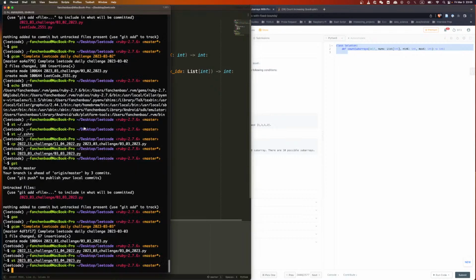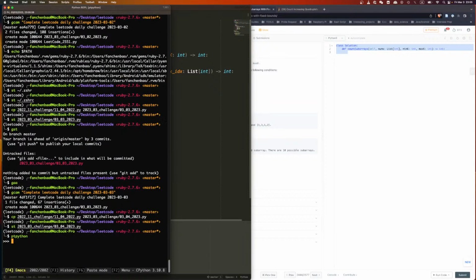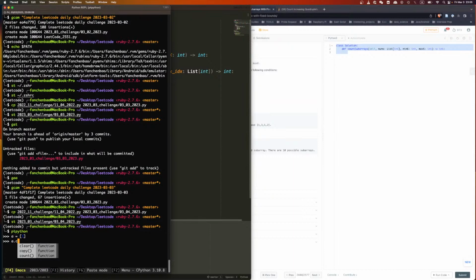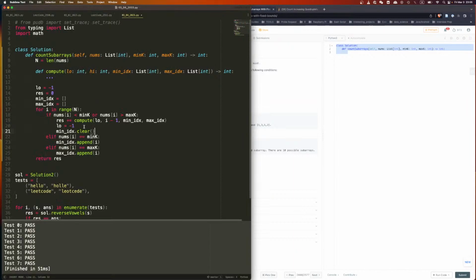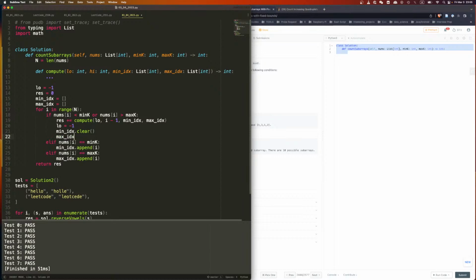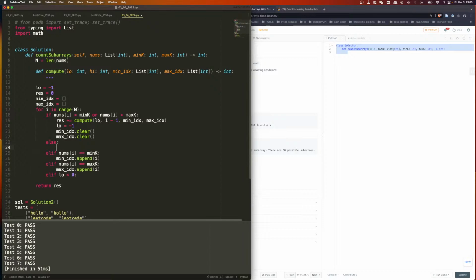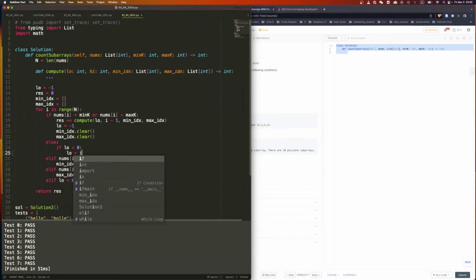Actually, I'm not sure. Does Python have this? Yeah, it does. Okay, so we can clear these two, right? So blah blah blah. Elif, oh my gosh, so many elif. Low is smaller than 0. Right, so that. Else, if low is smaller than 0, low shall equal to i.